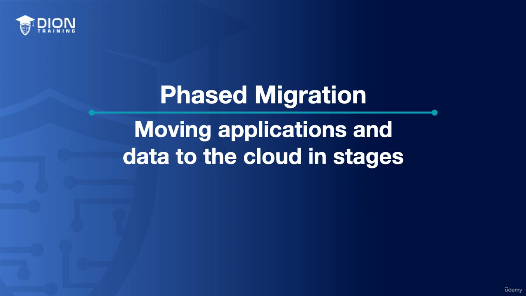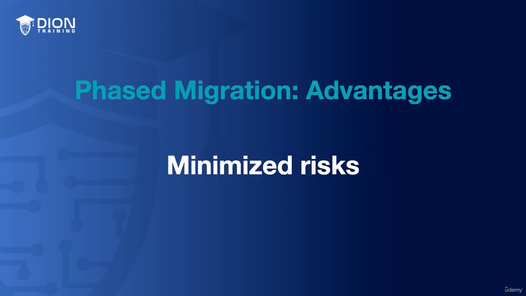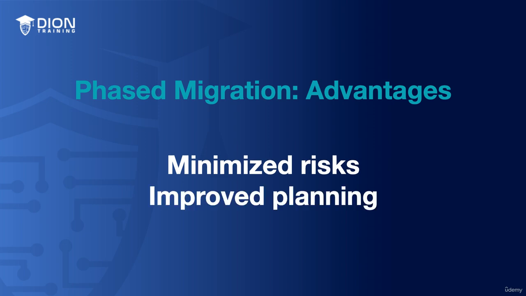Phase migration involves moving applications and data to the cloud in stages rather than all at once. This type of migration can be a good option for organizations that have a large number of applications and data, or they want to minimize the risk associated with migration. Phase migrations minimize the risk associated with migration because your organization can move applications and data to the cloud in stages rather than all at once. Also, phase migrations allow for improved planning since your organization can plan and test each stage of the migration before moving on to the next stage.